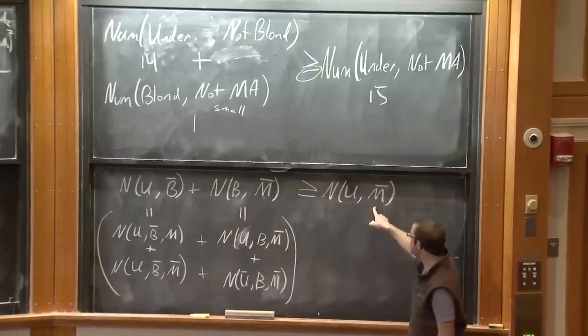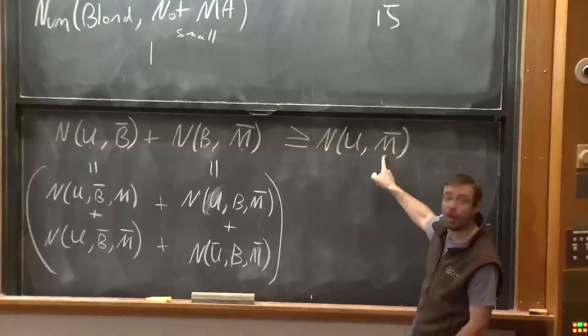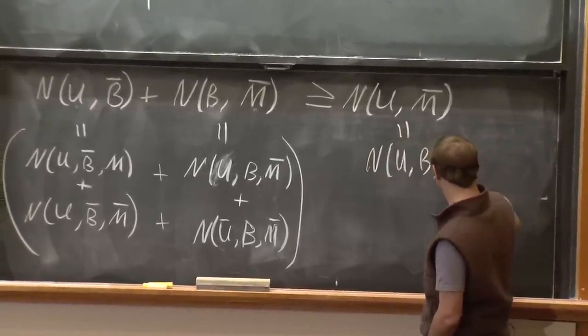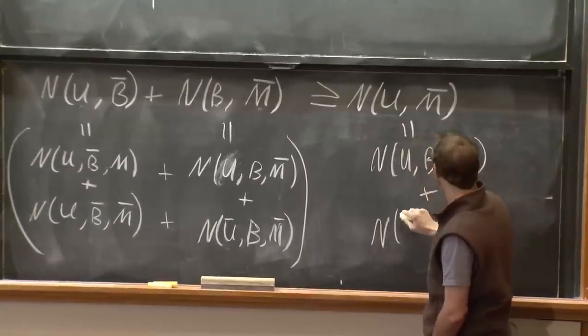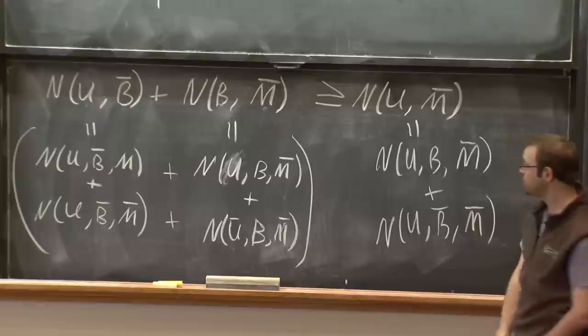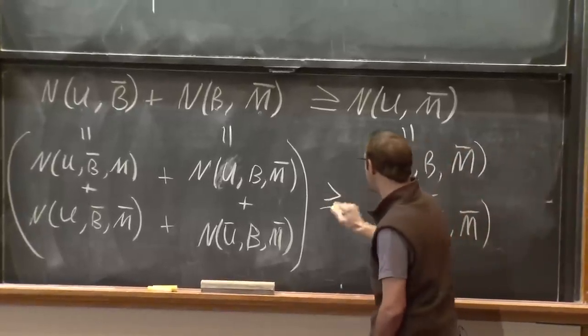On the right-hand side, the number of people who are undergraduates and not from Massachusetts, well, each one could be either blonde or not blonde. So this is equal to the number that are undergraduates, blonde, and not from Massachusetts, plus the number that are undergraduates, not blonde, and not from Massachusetts. Agreed? And so this is what we want to prove.